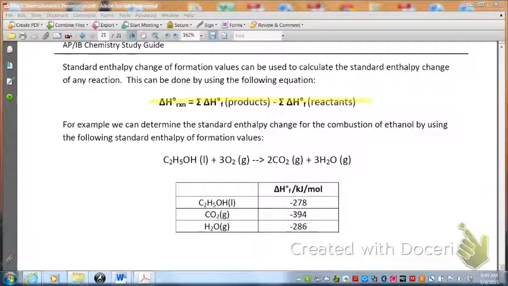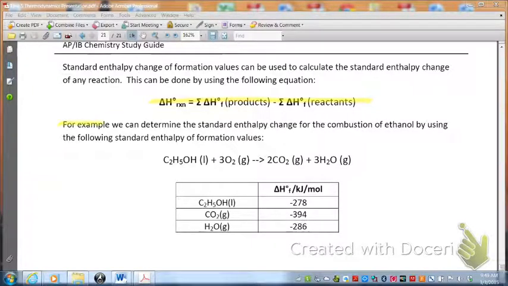The delta H of the reaction at standard conditions is equal, again there's our sigma, our sum, of the heat of formations of the products minus the sum of the heat of formation of the reactants. So if you know how much energy is needed or released to create one of our reactants or products, we can use this equation to find the delta H of the overall reaction. And this is simply part of what is known as Hess's law, which we will discuss in great detail in class. All right? So what we're going to do is do some actual problems here.